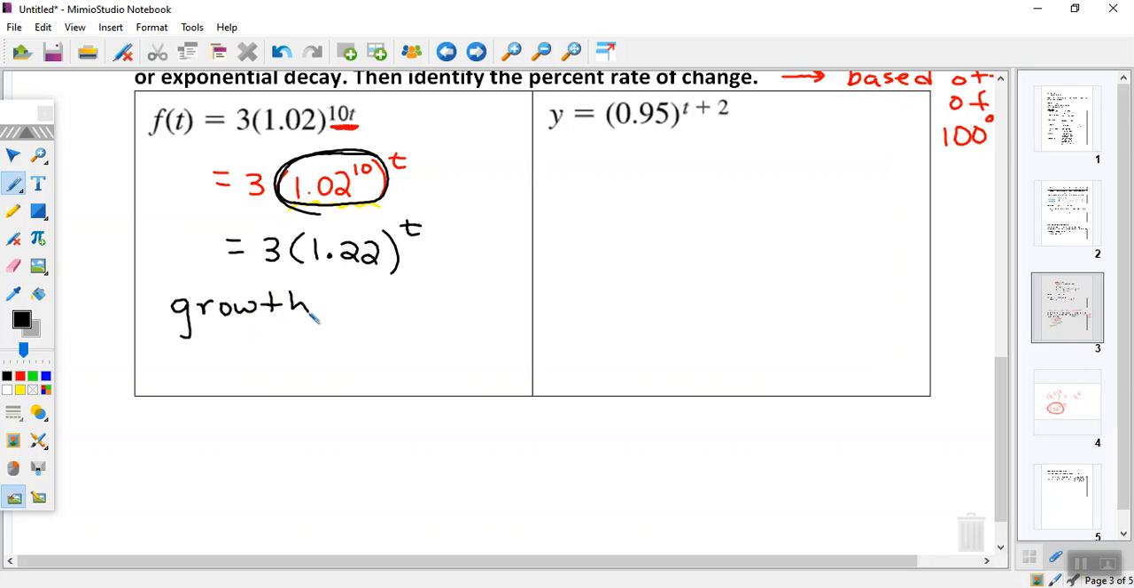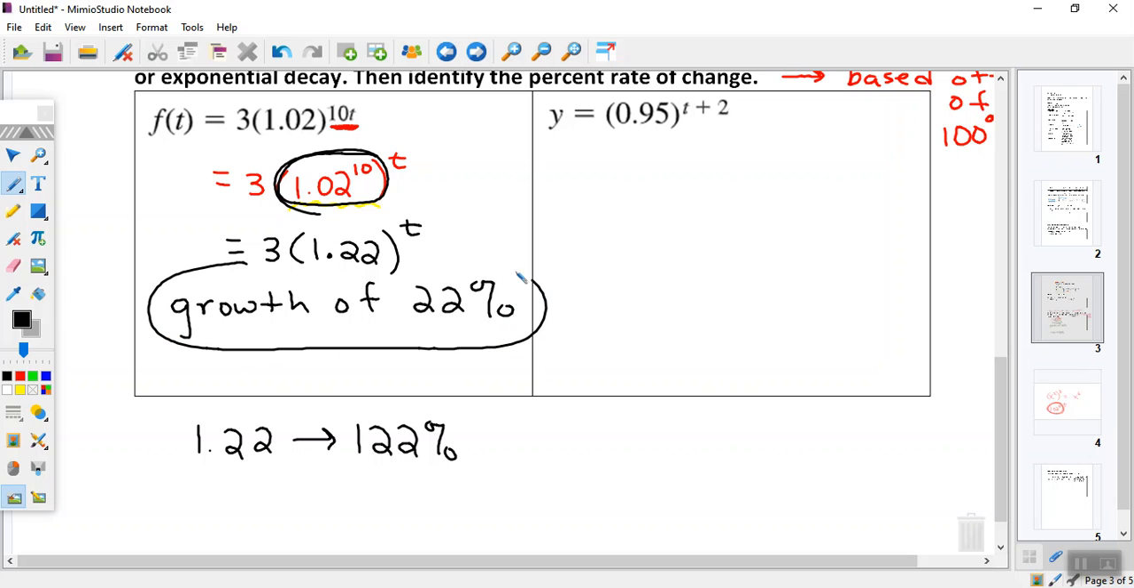Kids, I'm going to make a note down here. 1.22 growth factor is like 122%. So how far away from 100% is 122%? It's 22%. We have a growth of 22% in this situation.